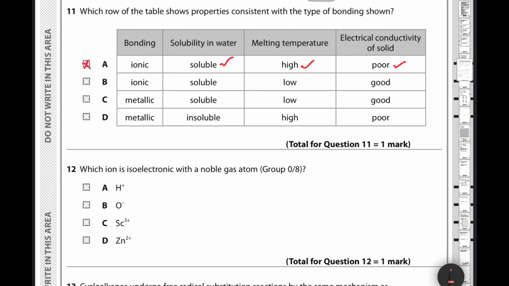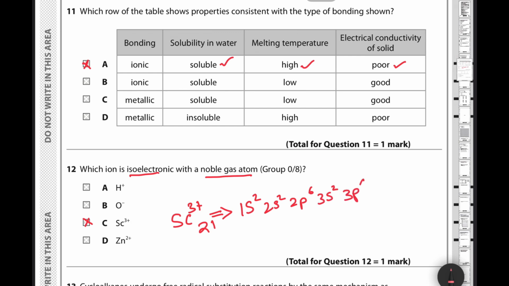Which ion is isoelectronic with a noble gas configuration? It's scandium. How is it scandium? Let's have a look. So scandium, if you see 3 plus, it's 21, right? So when you do the configuration, it is 1s2, 2s2, 2p6, 3s2, 3p6, 4s2, 3d1, right?